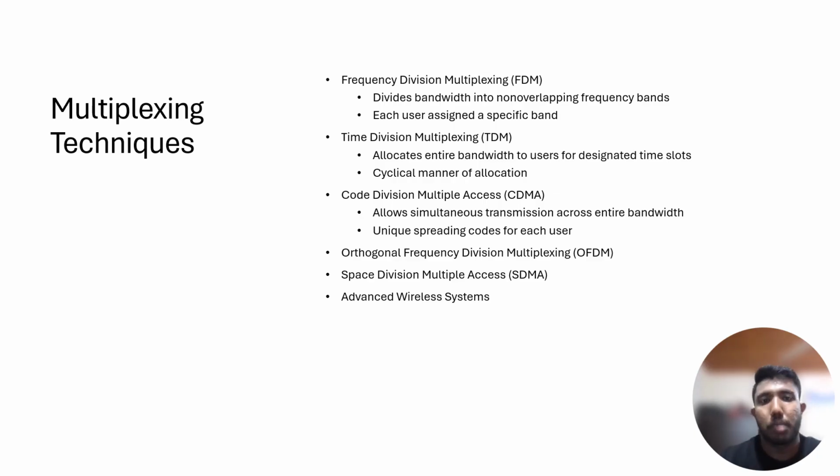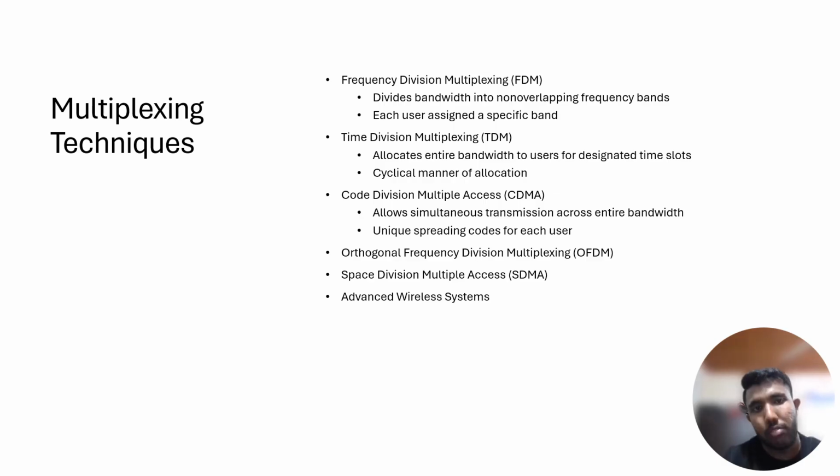CDMA, code division multiple access, allows multiple users to transmit simultaneously across the entire bandwidth by assigning unique spreading codes. Each transmitter multiplies its signal by a high rate code sequence, spreading its energy across a wide bandwidth. Receivers use the same code to extract the intended signal. This technique is resistant to interference and eavesdropping but computationally intensive.